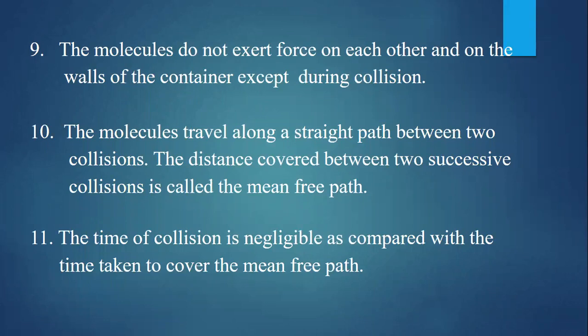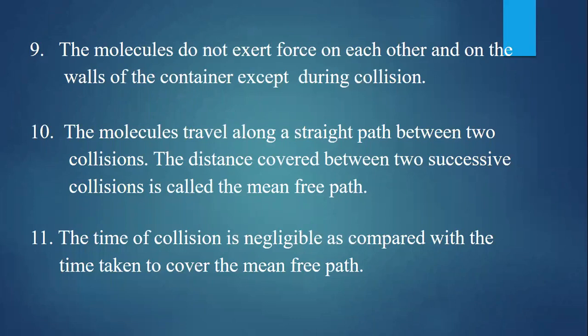So what is the mean free path? That means what is the distance covered between two successive collisions? That is equal to the total distance moved divided by the total number of collisions. The total distance moved is 100 meters. The total number of collisions is 100. So 100 meters by 100, the mean free path will be 1 meter. That means after every 1 meter of distance, it will collide once. That is the meaning of mean free path.